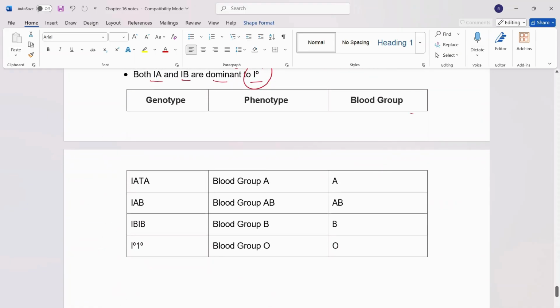Genotype, phenotype, blood group. If the genotype is I^A I^A, the phenotype will be blood group A. Similarly, if the genotype is I^A I^B, the blood group will be AB. If it is I^B I^B, the blood group will be B. And if it is I^O I^O, with a small o on top of each, it will be blood group O.